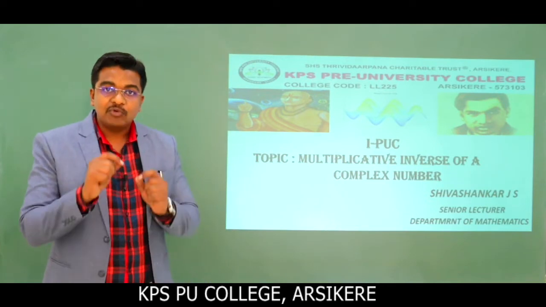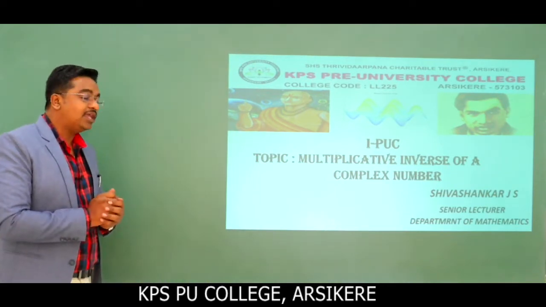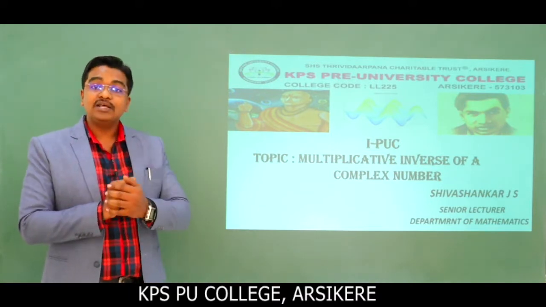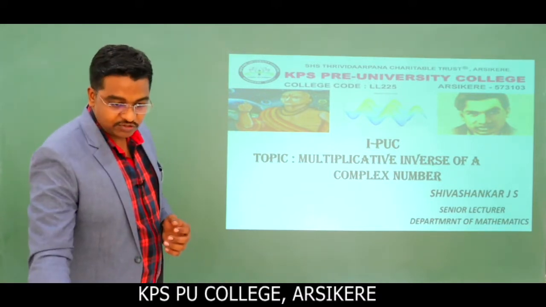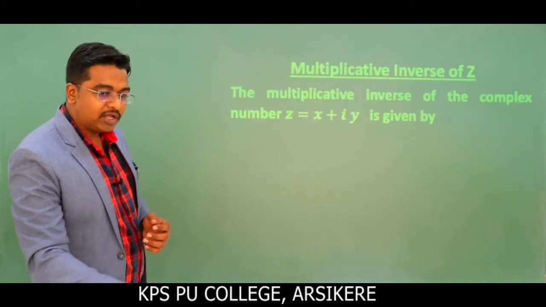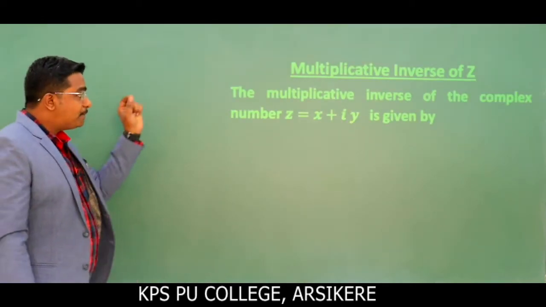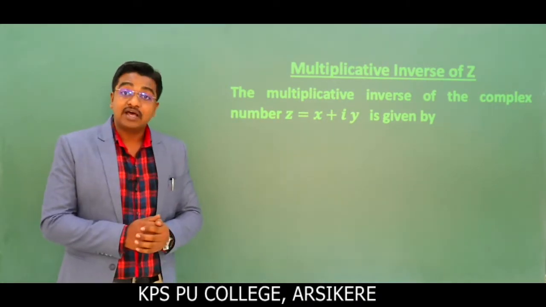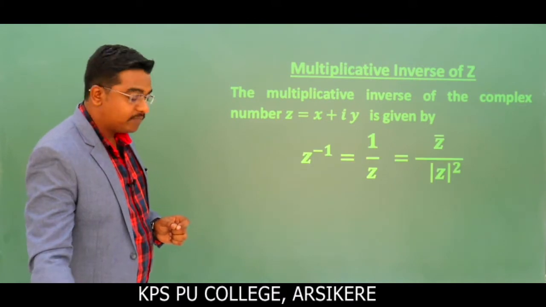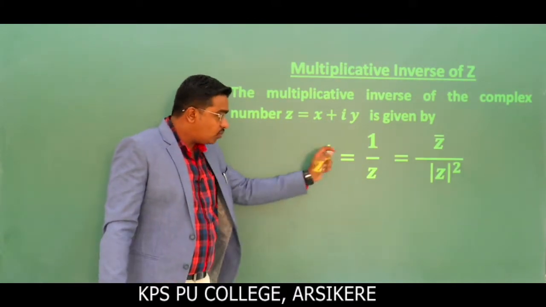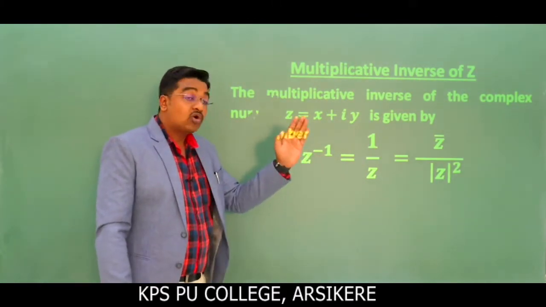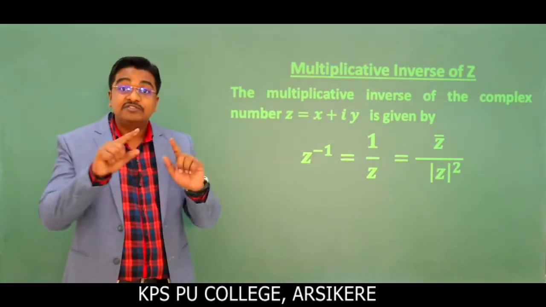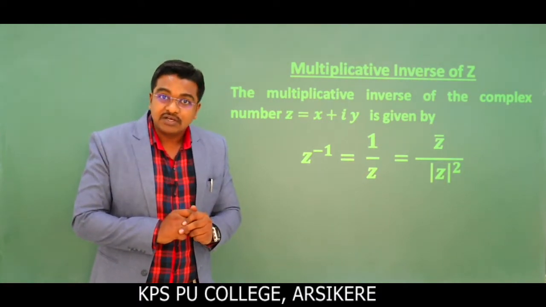So in this class I am going to discuss a very important topic in complex numbers, the multiplicative inverse of the complex number. The multiplicative inverse of the complex number z equal to x plus iy is given by z inverse is equal to 1 over z is equal to conjugate of z, that is z bar, divided by modulus of z whole square.